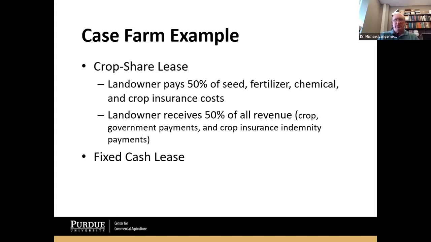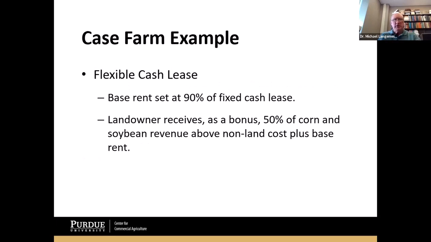There's also a fixed cash lease that doesn't need to be explained anymore, and those are 1-year leases. The fixed cash lease in this case is a 1-year lease, which again is very typical for where I'm sitting here today. The flex lease is a very specific flex lease, and so if you have any questions about this, just let me know when we address questions. The base rent is set at 90% of the fixed cash lease. And so if the market cash rent in an area is $300 per acre, the base rent for this flex lease would be $270.